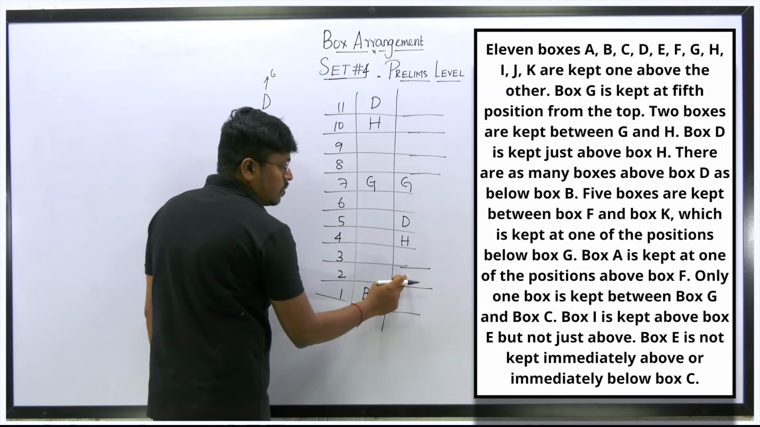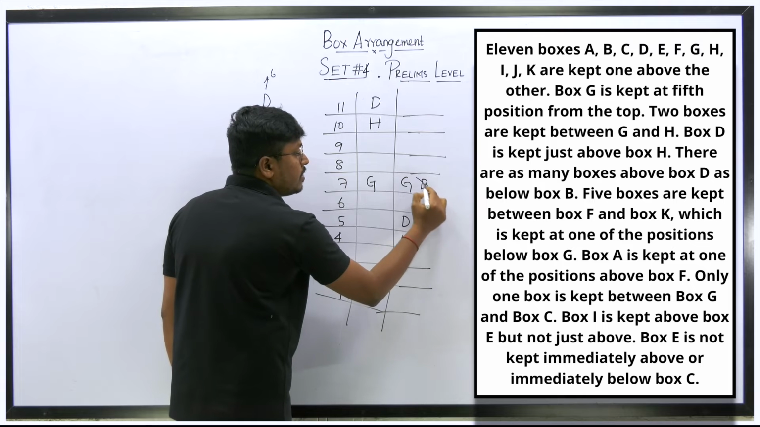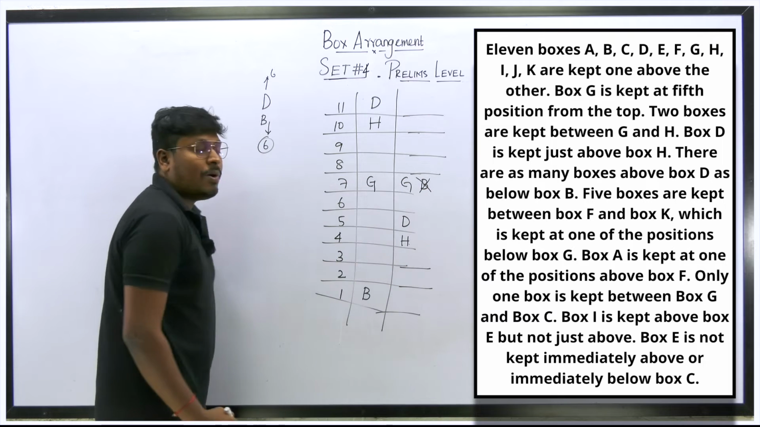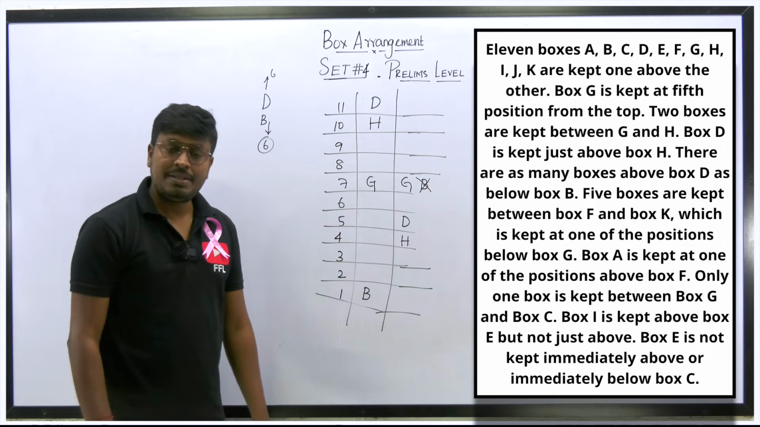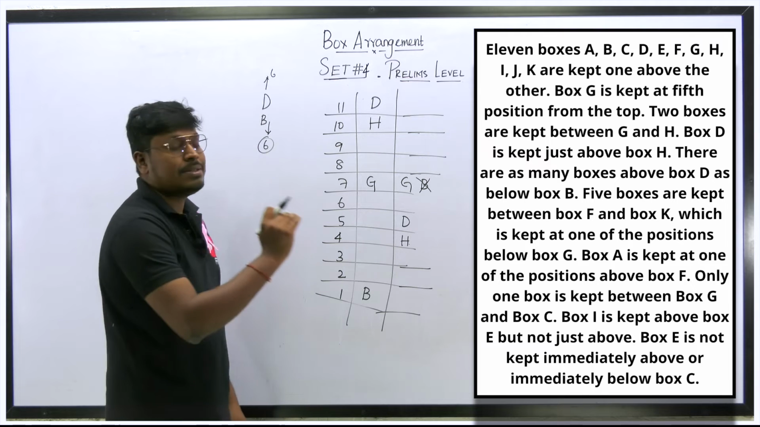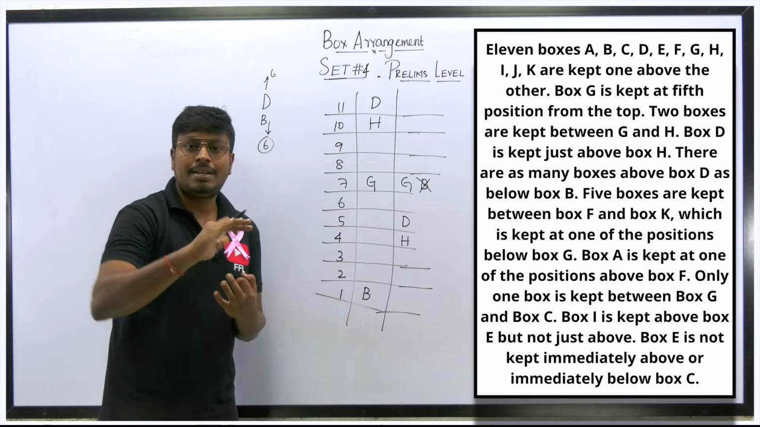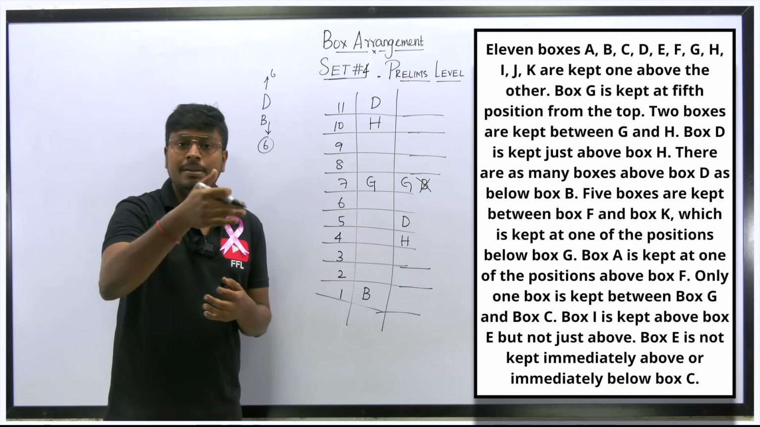So 1, 2, 3, 4, 5, 6. I need to fix B here, but it is not possible. Why? Because we have already fixed G. So friends, did you understand what exactly the point is saying? There are as many boxes above D as below B. How many boxes are above D should also be below B.